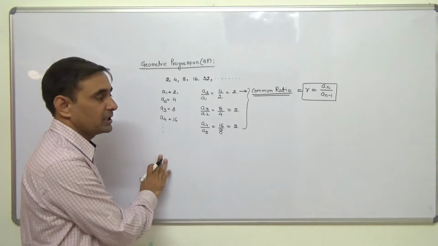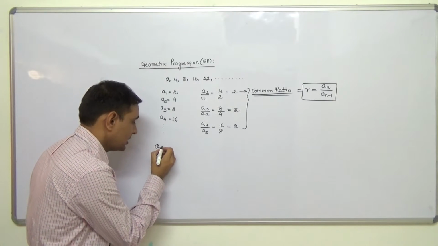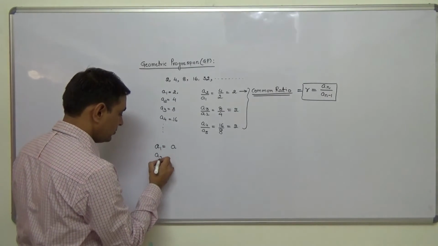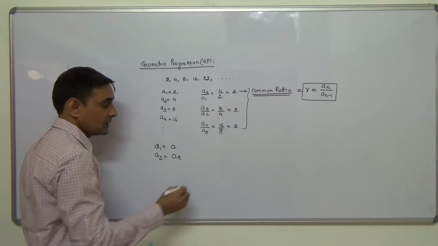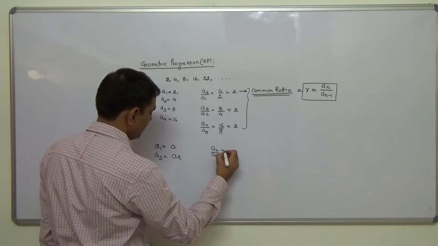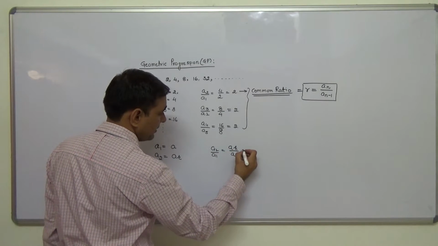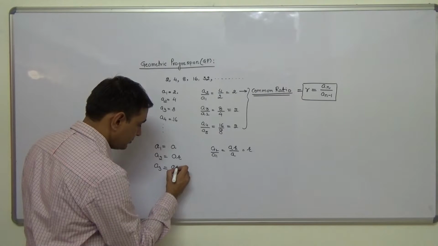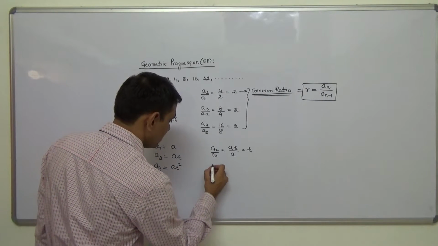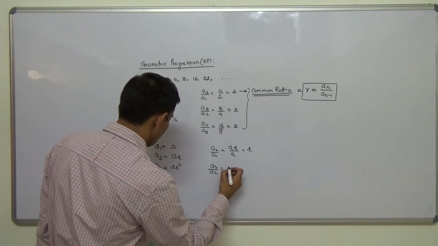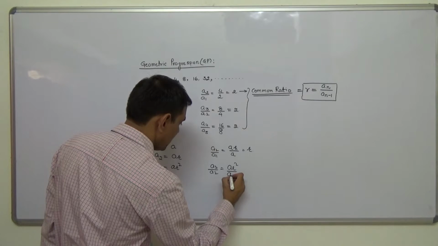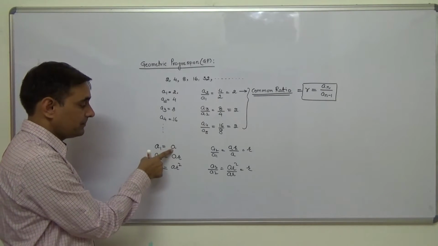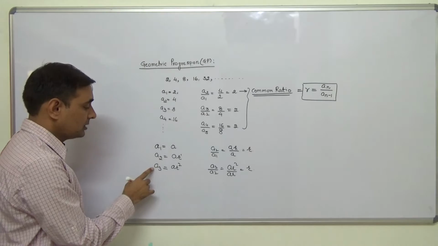So in general we can express a geometric progression by first term A1 is equal to A, then second term A2 is A into R, because if we find A2 upon A1, that will be AR upon A, that is R, right? A3 can be written as AR square, right? So A3 upon A2 will be AR square upon AR, that is also equal to R.